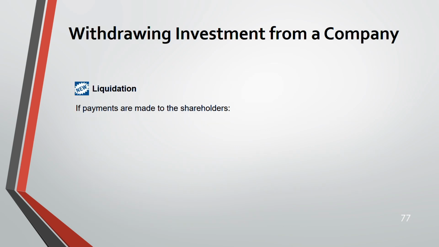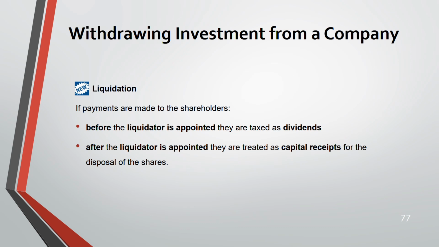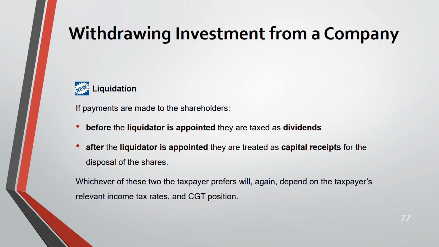Now this is very important: whether the payments are made to the shareholder after the liquidator is appointed or before the liquidator is appointed. This is where you are going to be tested. If the payments are made to the shareholder before the liquidator is appointed, they are taxed as dividends. If payment is made after the liquidator is appointed, they are treated as a capital receipt for the disposal of shares. Whichever of these two the taxpayer prefers will again depend on the taxpayer's income tax rate and CGT position.